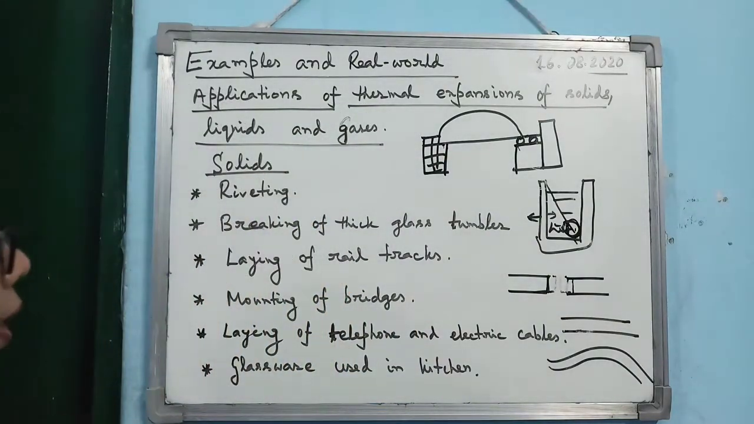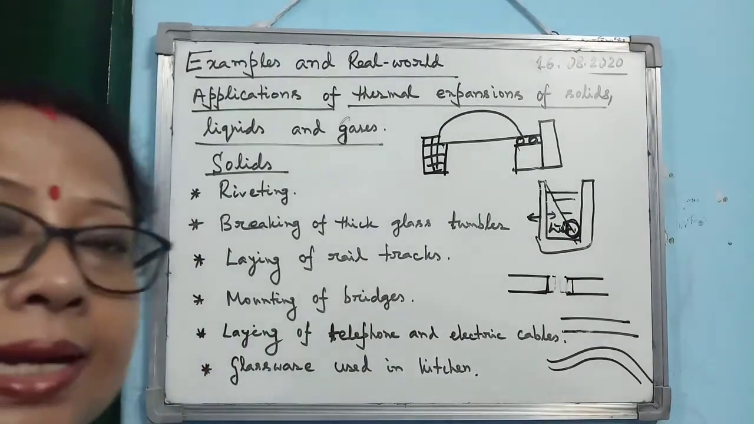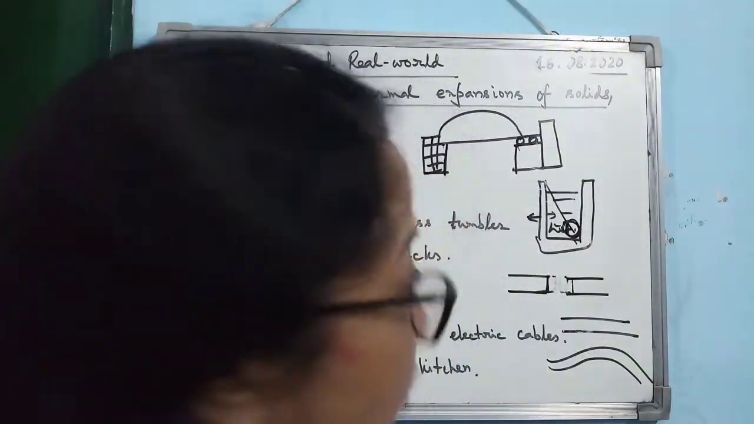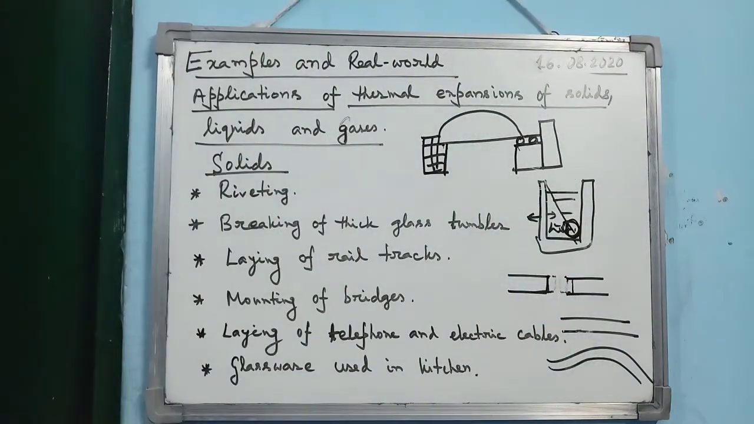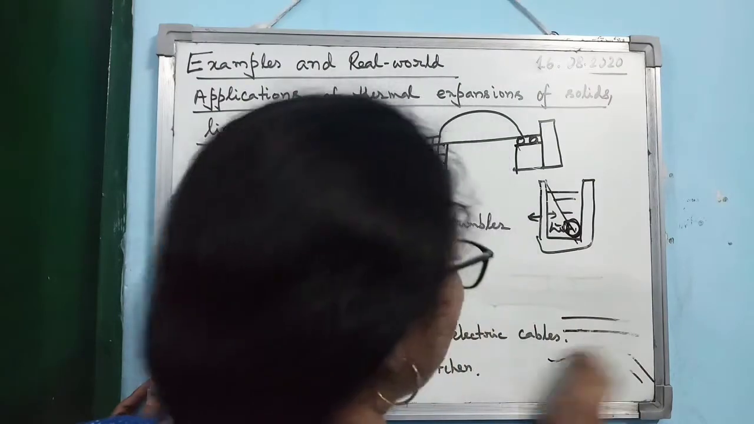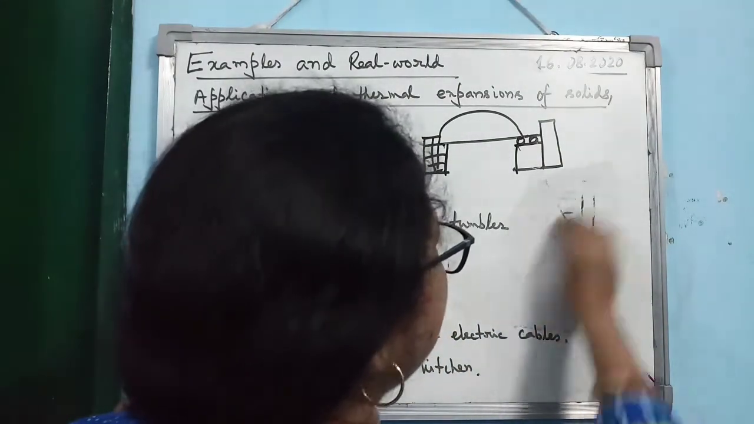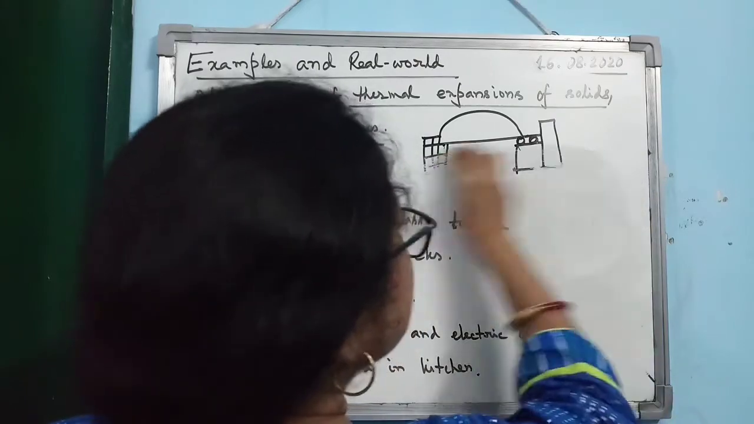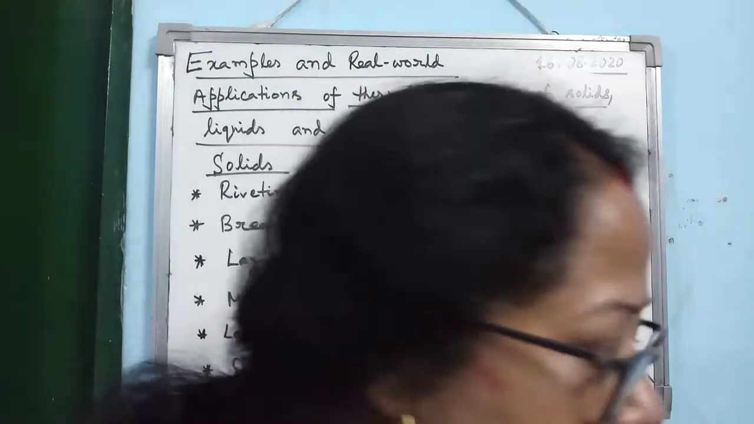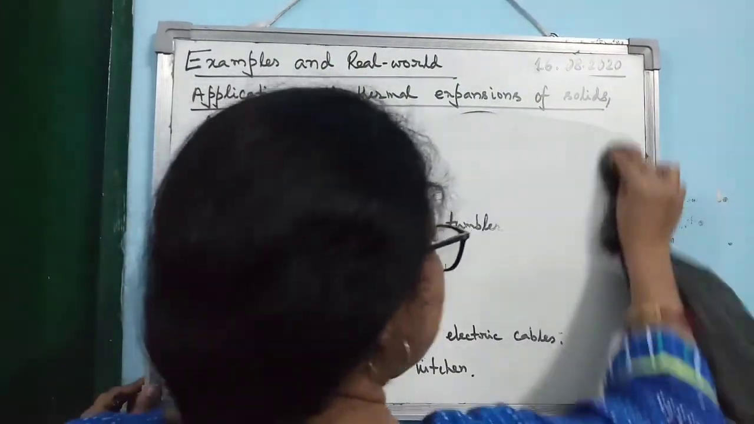The next one is when telephone and electric cables are laid. You know that electric and telephone cables are laid on pillars. They are not hanging continuously in the air. The pillars are there at certain gaps and the cables are connected with the pillars.